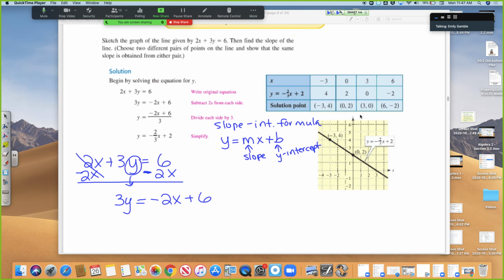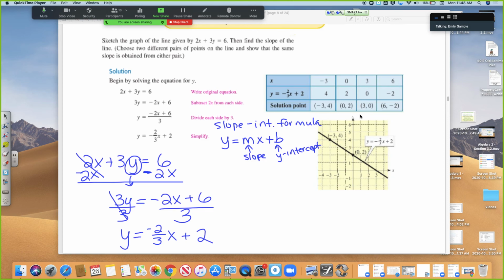Mike? Yeah, divide by what? Yeah, so I'm going to divide everything by 3. When I divide by 3, these go away, and every little term on the right-hand side will get divided by 3. So I'm going to divide negative 2x by 3. This is going to be negative 2 thirds times x. And I just pull the negative 2 thirds out of it and put the x on the side so that I can see that the slope is negative 2 thirds. And then 6 divided by 3 is 2.